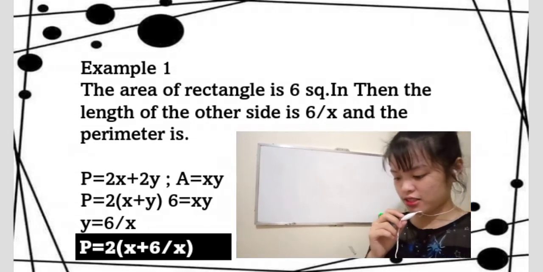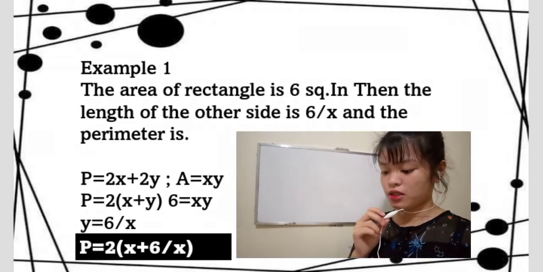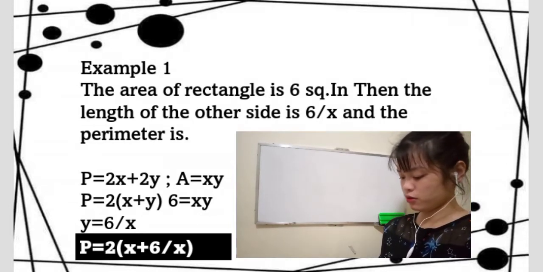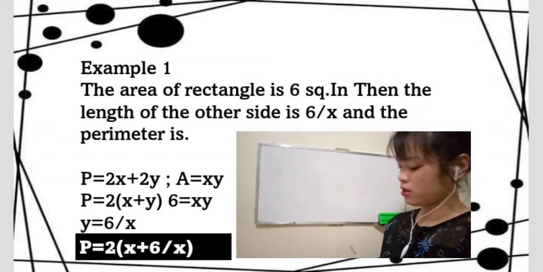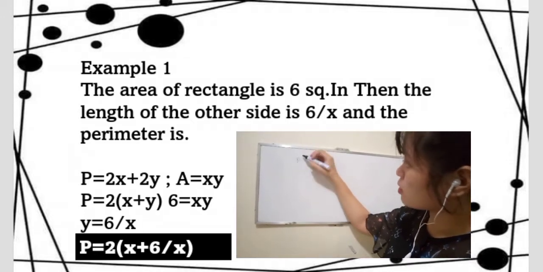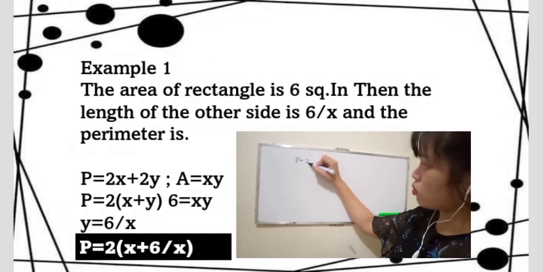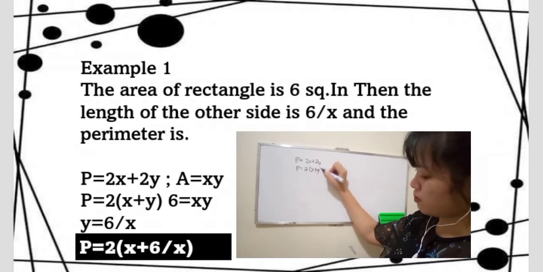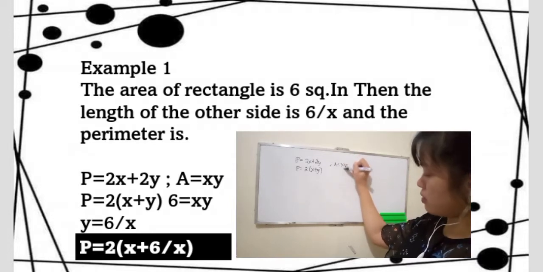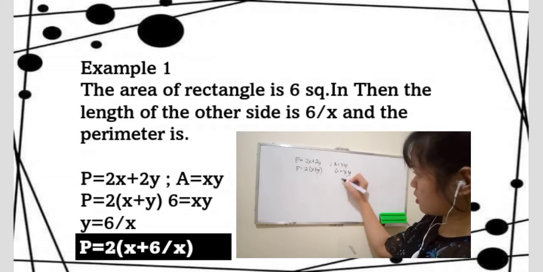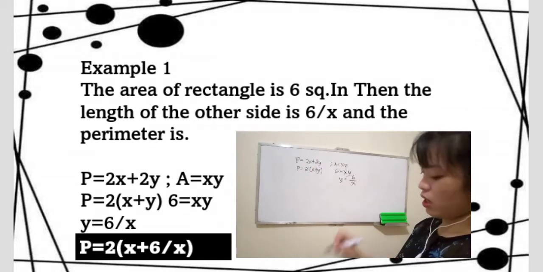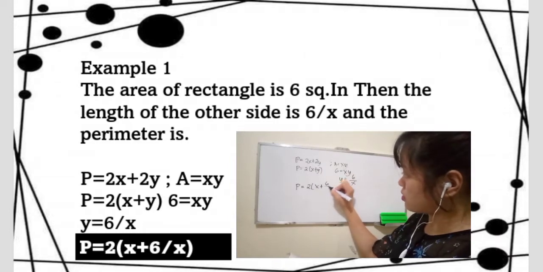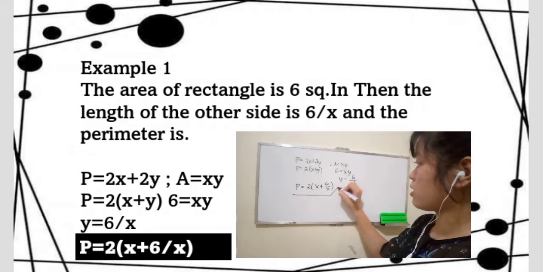So first, the area of rectangle is 6 square inches. Then the length of the other side is 6 over x. And the perimeter is, so perimeter po ang ating hahanapin. So here's the solution. It's like P is equals to 2x plus 2y. Ang area natin is xy. At ang ating 6. Y, X. So, ang main answer natin is 2x plus 6 over x. So, ito po yung pinaka-ating main answer.